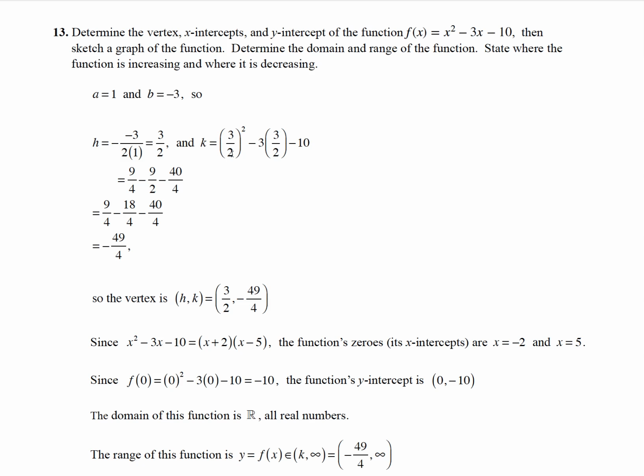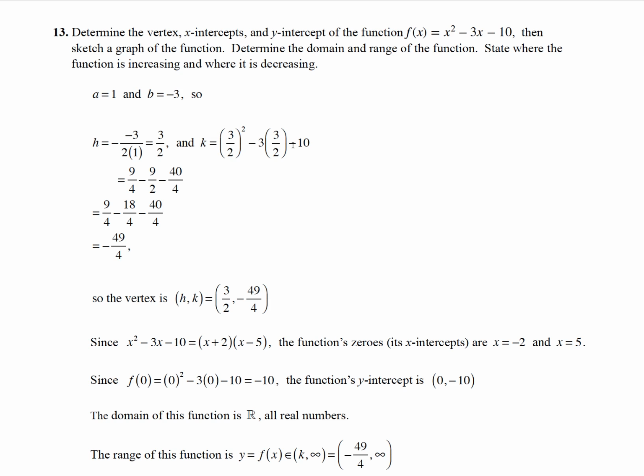We substitute that into the function to find the y value of the vertex, which is our k. And so that's 3 halves here. Remember, wherever you've got an x, please set parentheses, and inside those parentheses, insert the value that you're evaluating the function at. And so that's 3 halves here, squared. 2 squared is 4, so this is 9 fourths. And negative 3 times 3 halves is negative 9 halves.